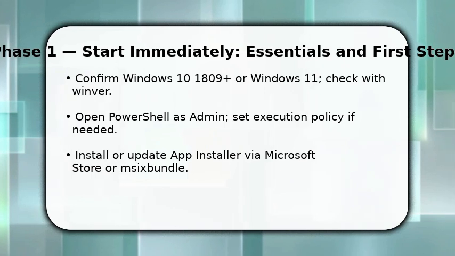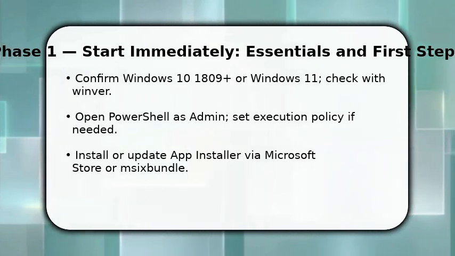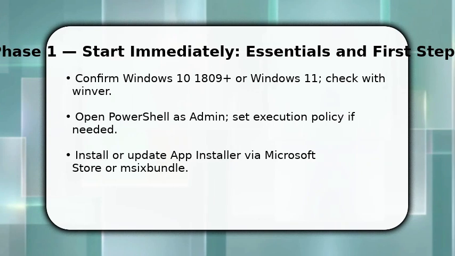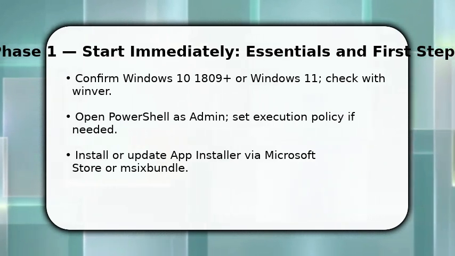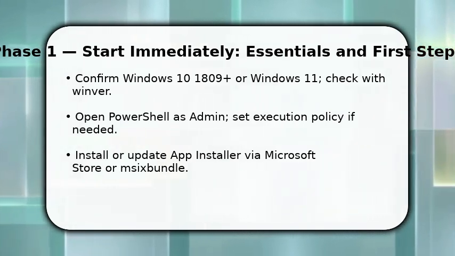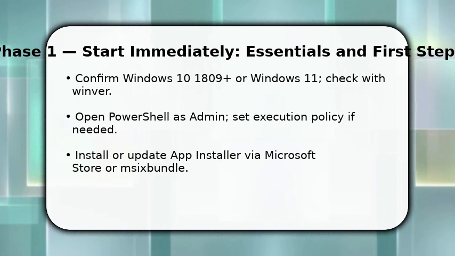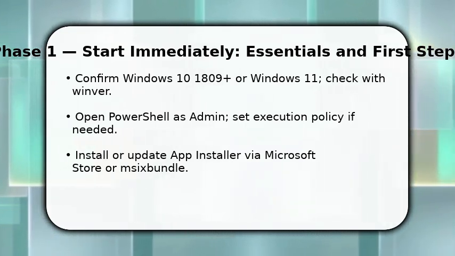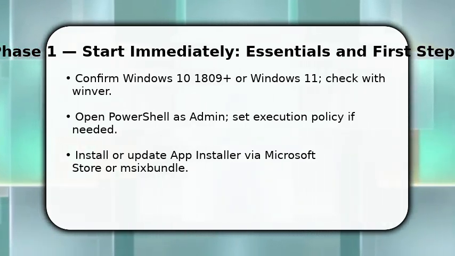If it is missing or outdated, reinstall the MSIX bundle from the Store or sideload a known good MSIX. You do this because Winget depends on App Installer's MSIX runtime. Fixing it early prevents cascading failures, and it prepares you for the commands that follow.